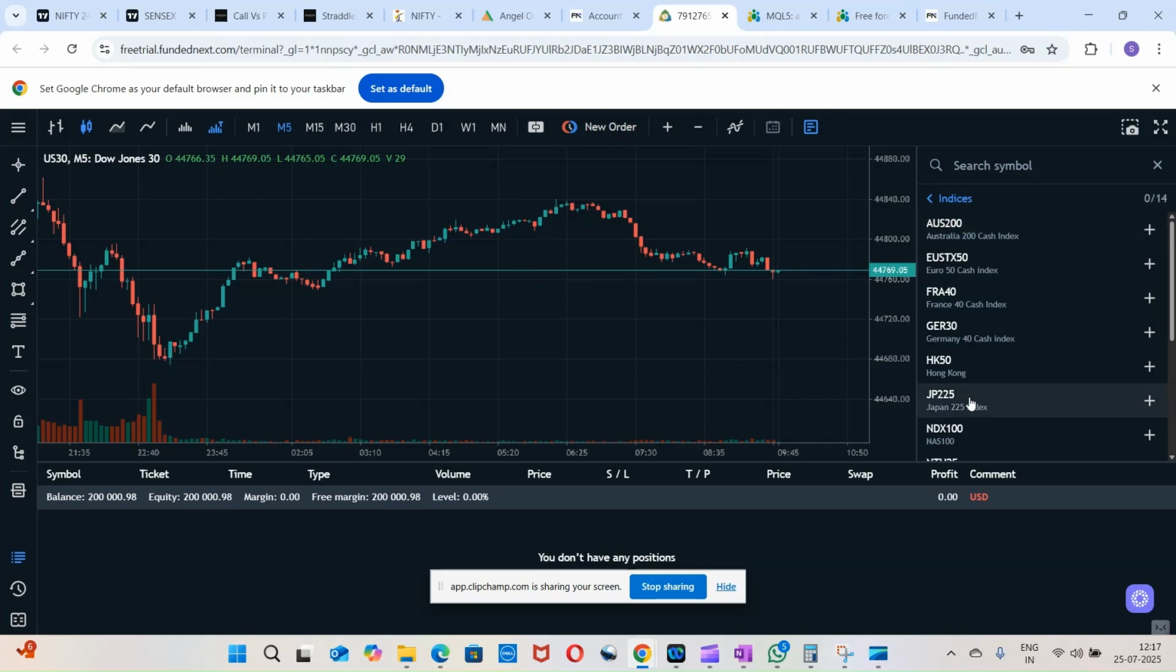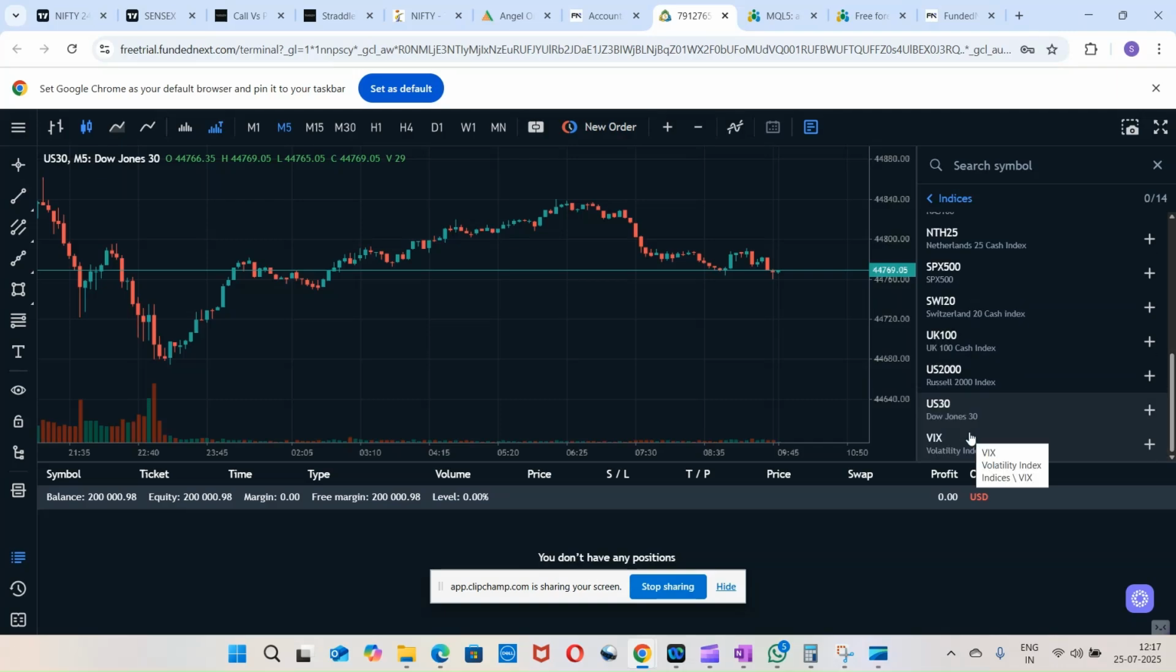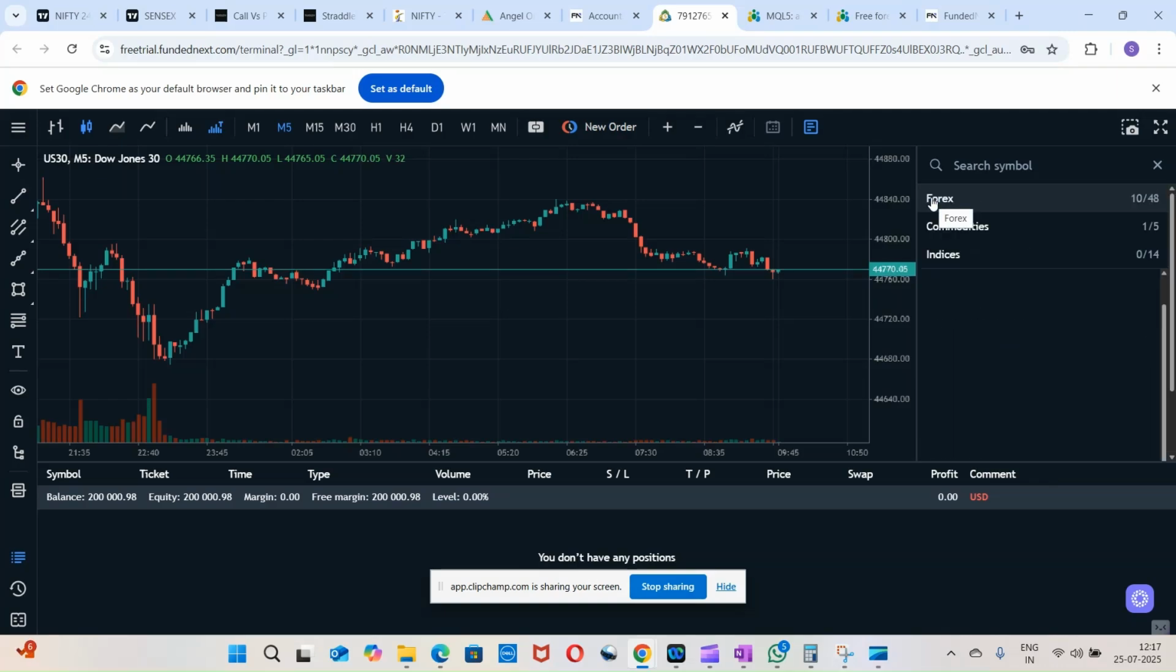Mostly people trade this NDX 100, S&P, SPX 500, UK 100, US 2000, and US 30. These are the ones. So these indices they trade like Bank Nifty, Nifty, and Sensex, international indices we will trade.